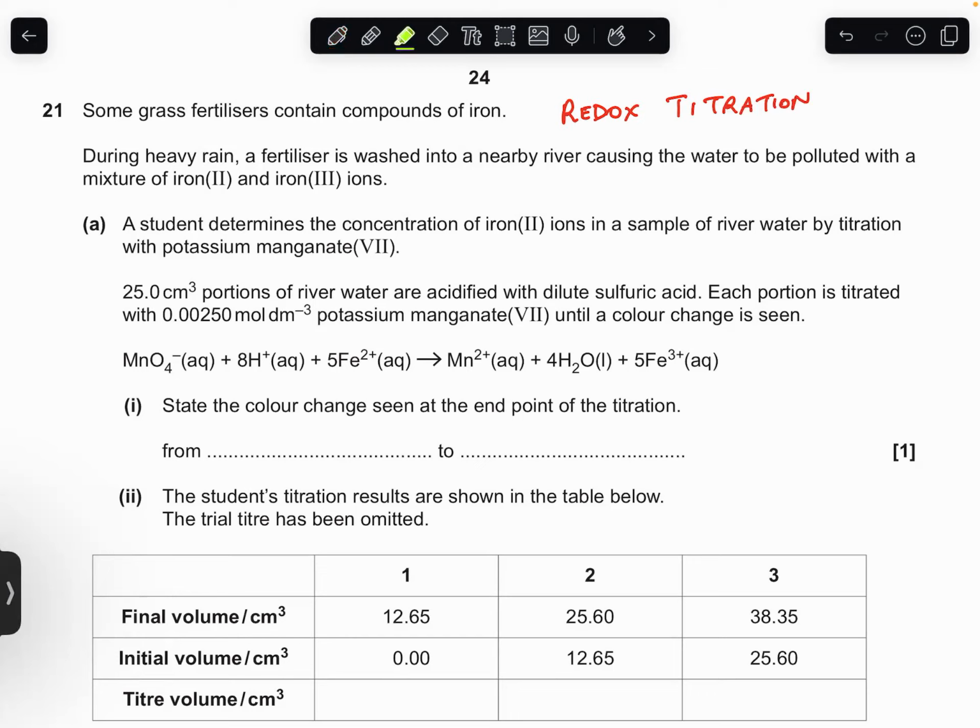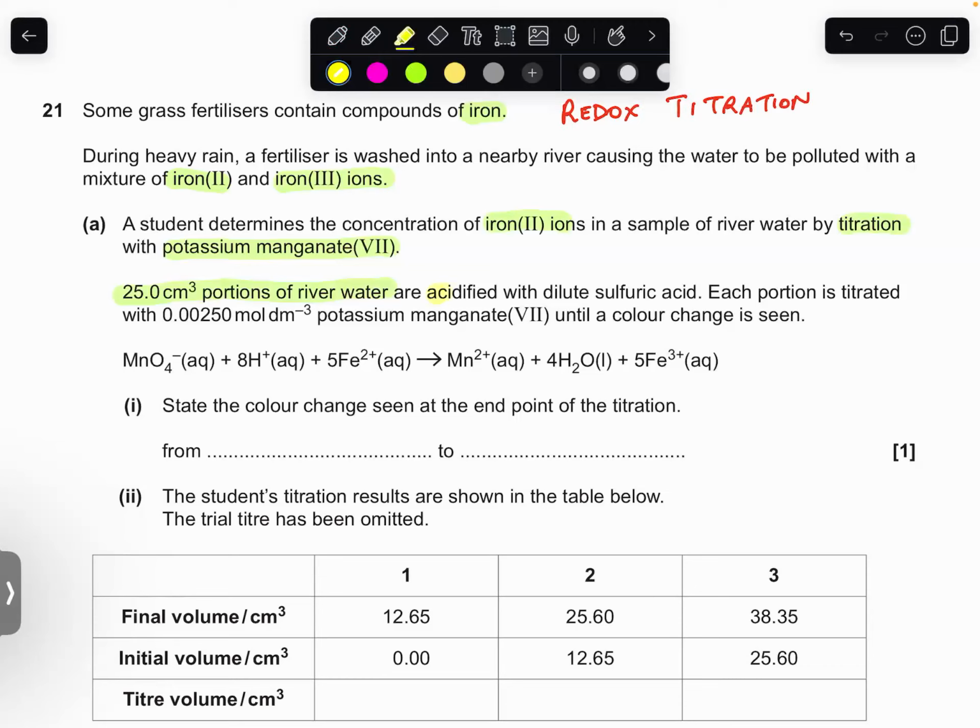in this question, it's about testing to see if a compound contains iron, and it's saying that during heavy rainwater, a fertilizer is washed into a nearby river, causing the water to be polluted with a mixture of iron 2 and iron 3 ions. The student determines the concentration of iron 2 ions by titration with potassium manganate solution. Now, these portions of the river water are acidified.